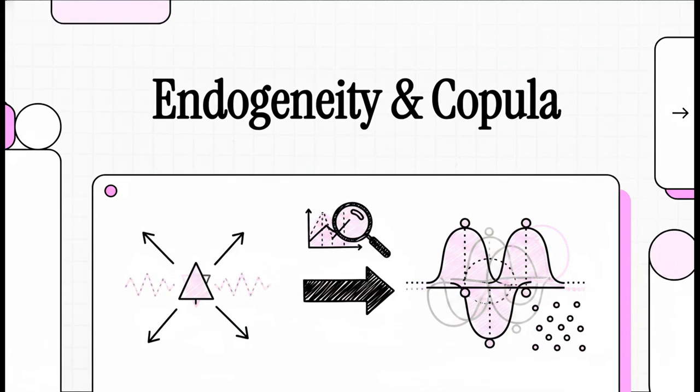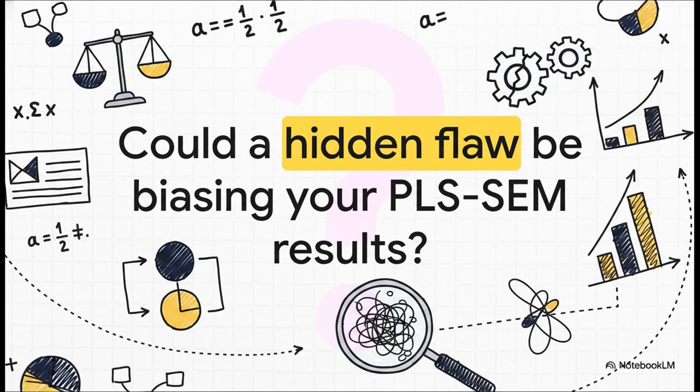All right, let's dive into a really critical and often overlooked problem in statistical modeling, endogeneity. But more importantly, we're going to look at a seriously powerful and frankly pretty elegant way to solve it, called the Gaussian Copula approach. So let me ask you something.